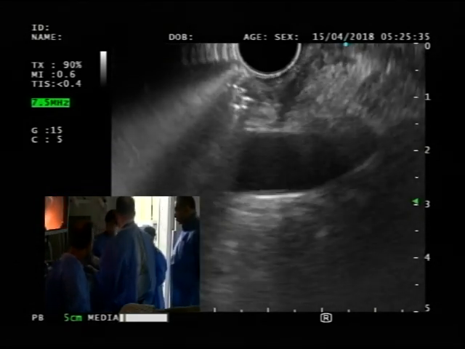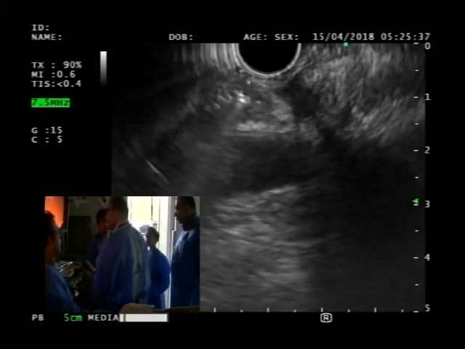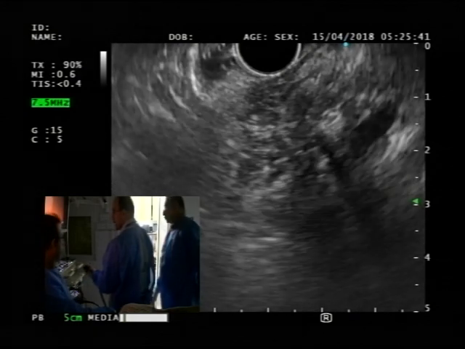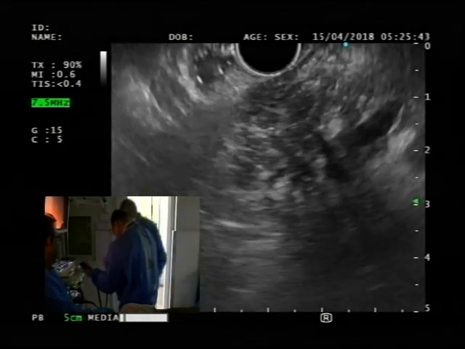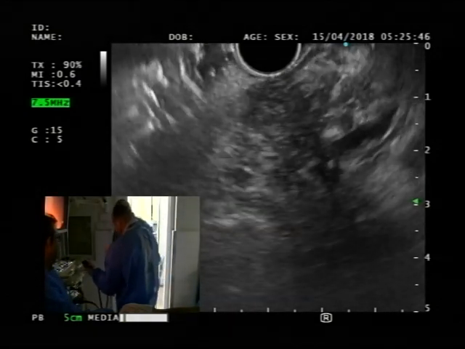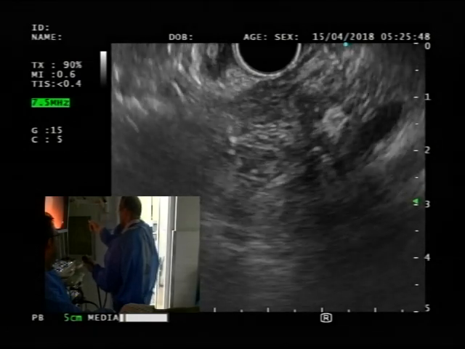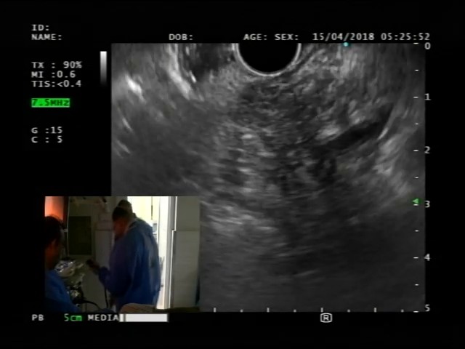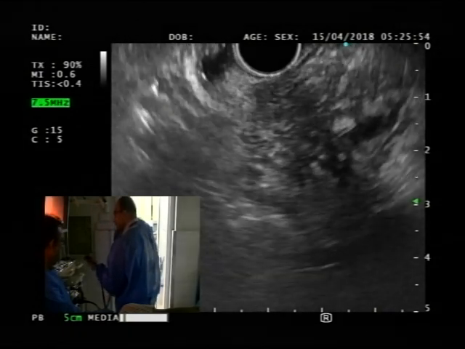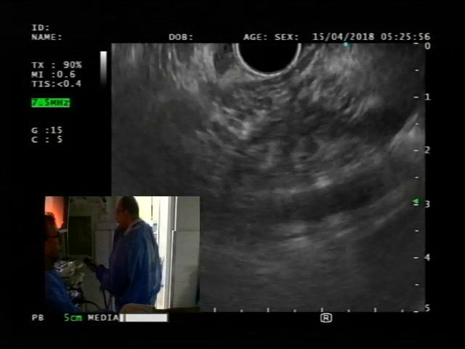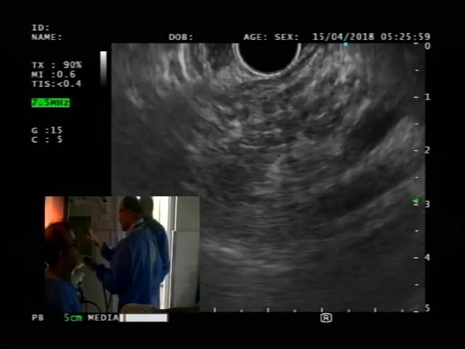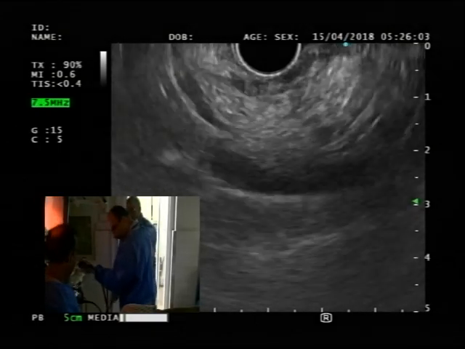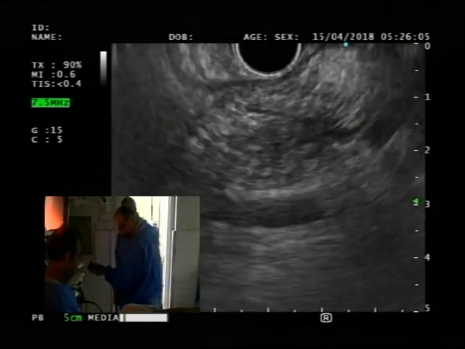I'll do one more with the needle. My teaching to my fellows is that I want you to point in that corner. Again, everybody's style is different. For me, this is the most stable position in the second portion. I tend to have my screens here so I don't need to turn this way, and then have the scope like this, and you can be far from the patient.